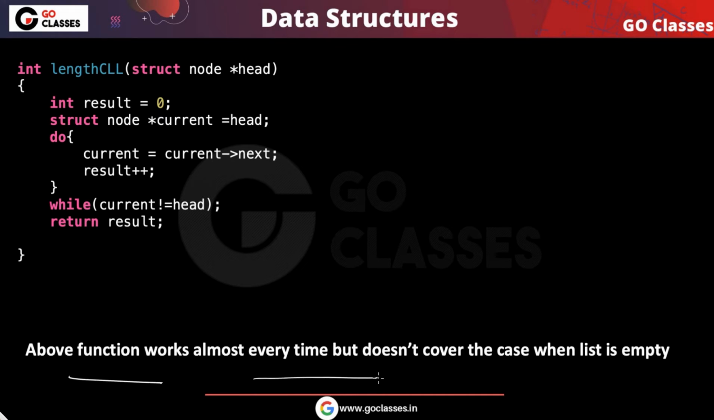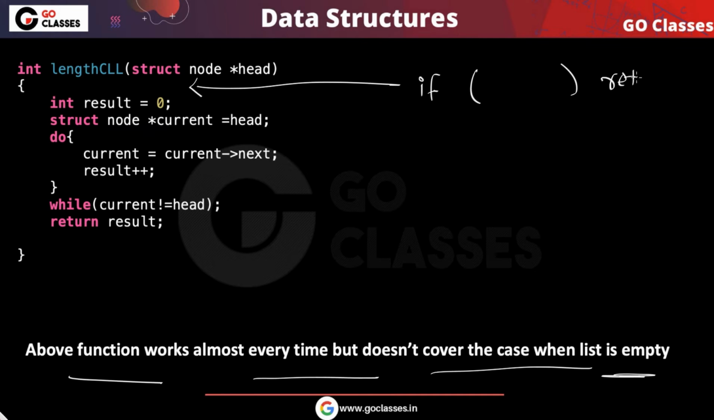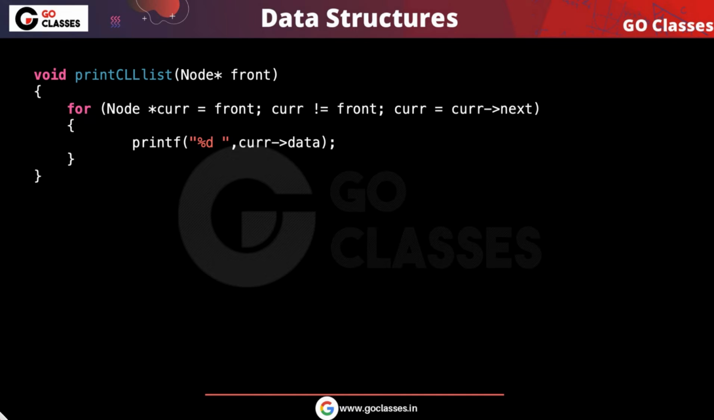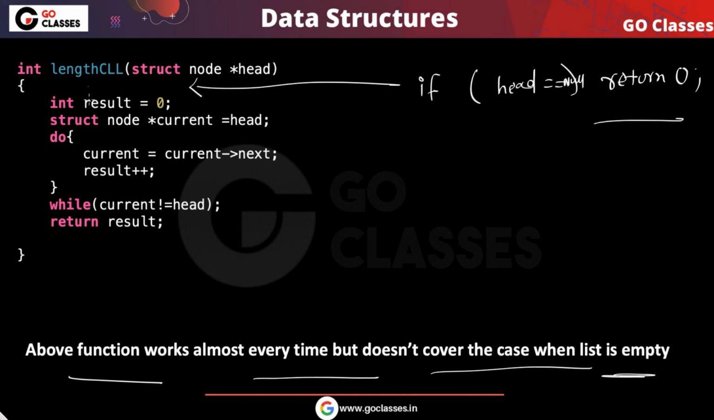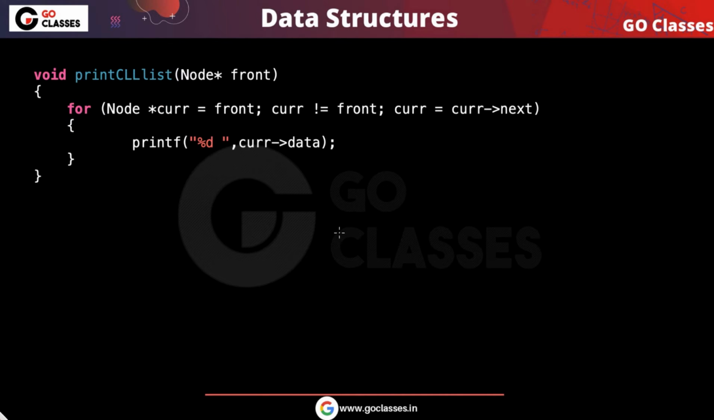So the above function works almost every time but doesn't cover the case when the list is empty. So actually you can insert a check: if head equals null, then return 0. This check you can write, right? Okay, let's see what this is doing. So this is printing the circular linked list. Earlier I was finding the length; now I'm just printing the circular linked list.